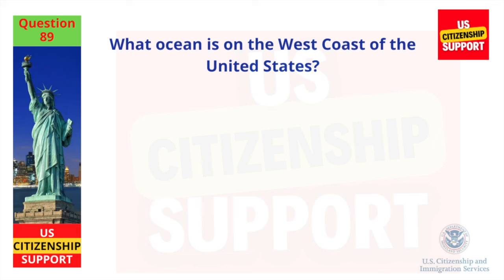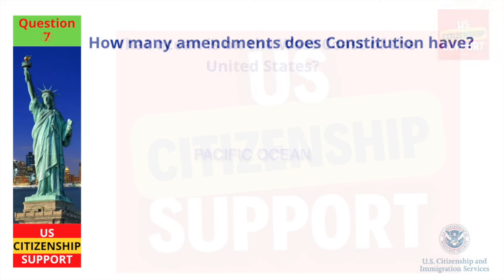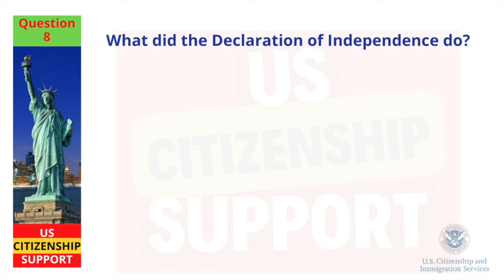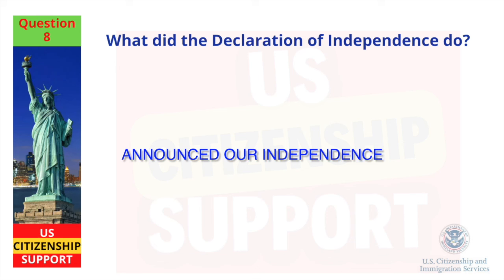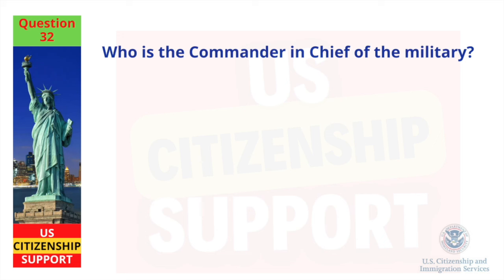What ocean is on the west coast of the United States? Pacific Ocean. How many amendments does the Constitution have? 27. What did the Declaration of Independence do? Announced our independence from Great Britain. Who is the Commander-in-Chief of the military? The President.